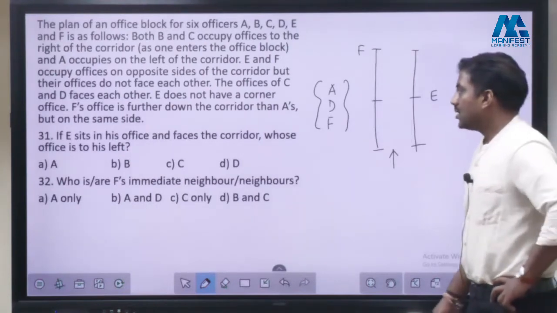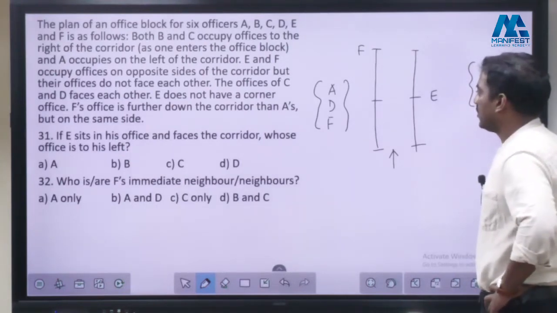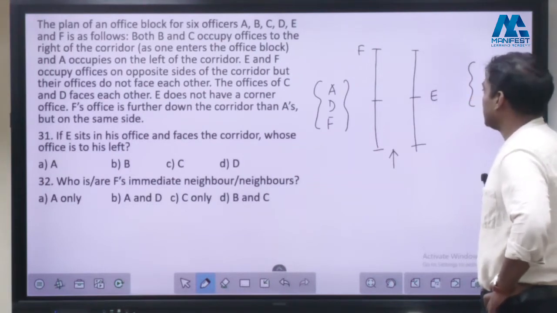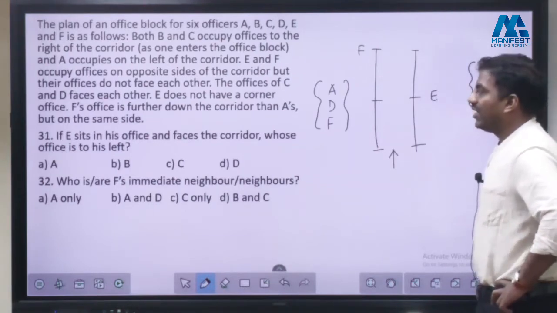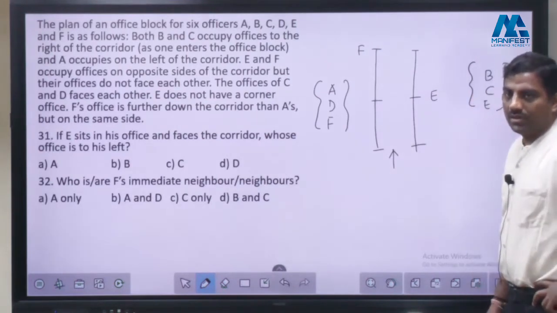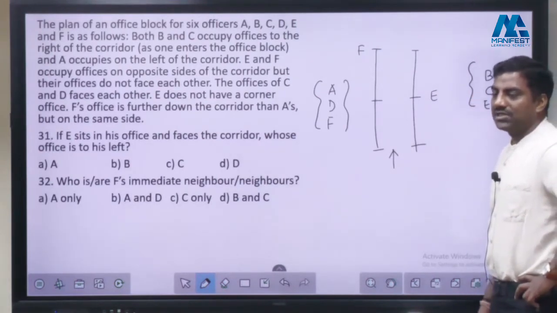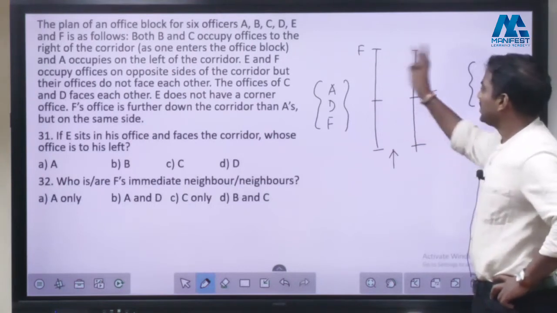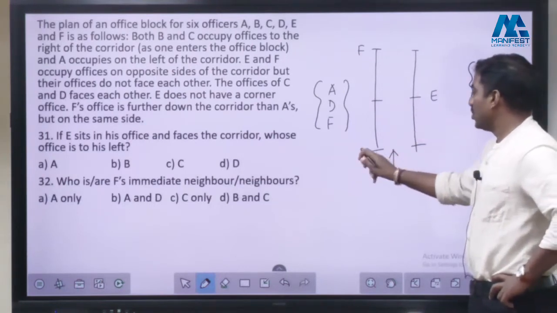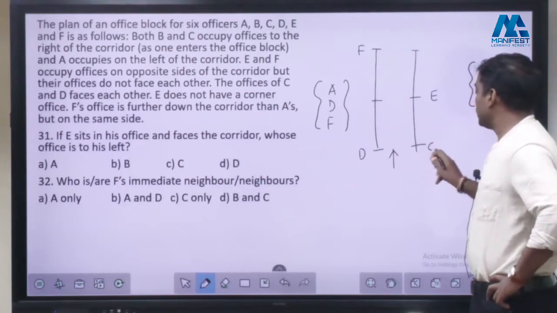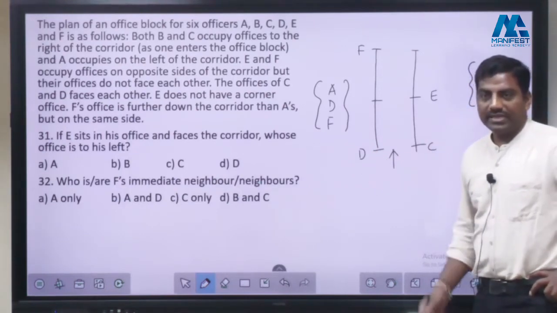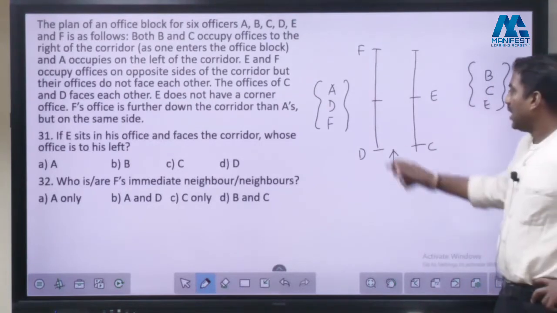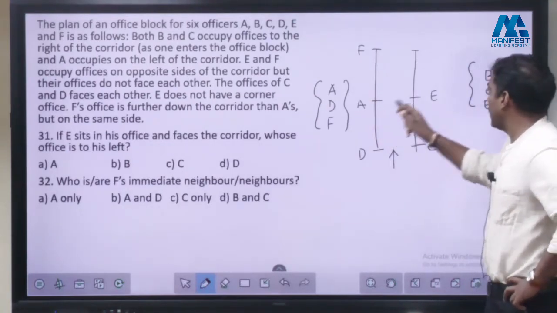Then E does not have, okay, then again we have to read. The offices of C and D face each other. Which two opposite positions are not yet filled? This is filled, this is filled. Only these are left. So if D comes here, C would come here. Yes? Then I should fill A here and here.